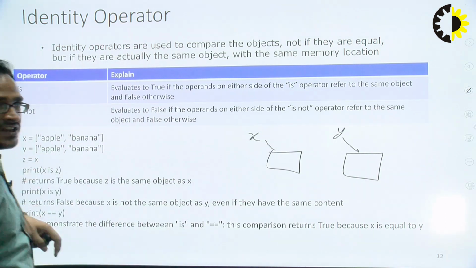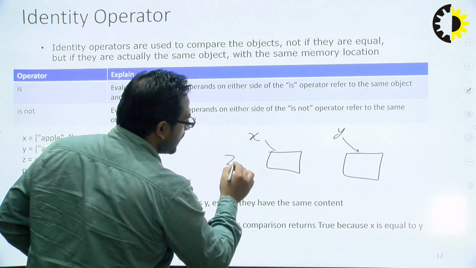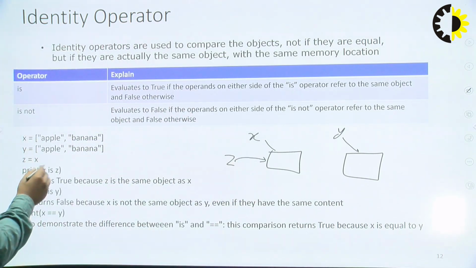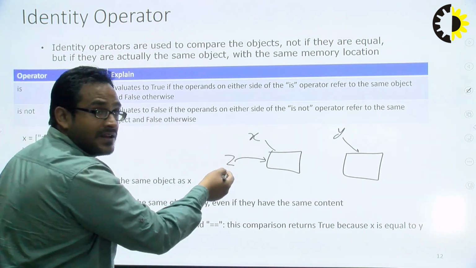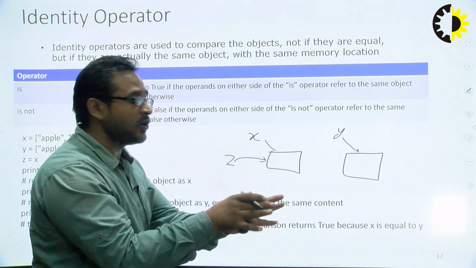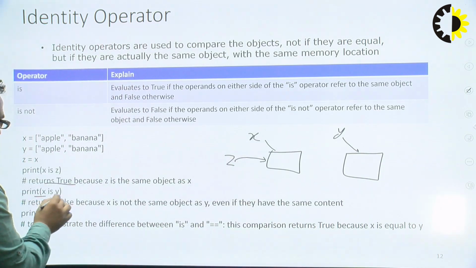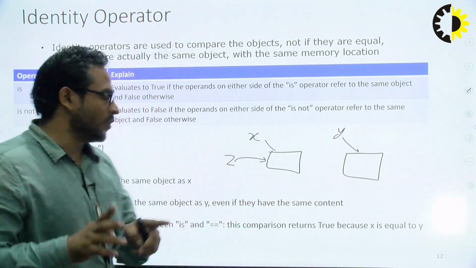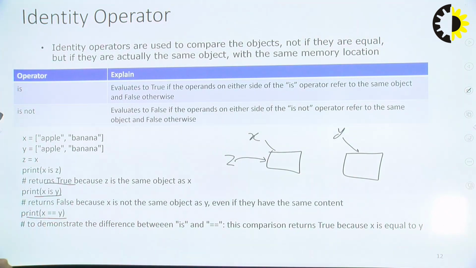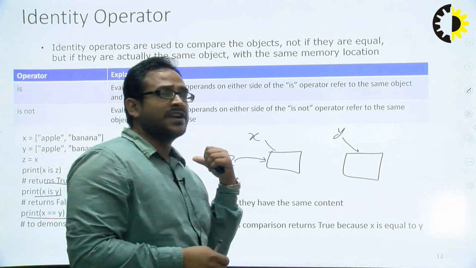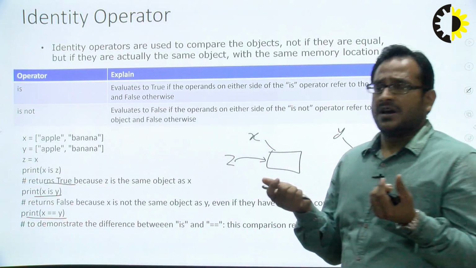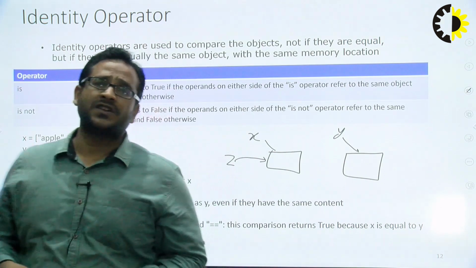When I write z is equal to x, it means z is a variable which is also pointing to the same memory location. Understand? So when I check x is z, it returns true because x and z are both pointing to the same memory location. But when I check print x is y, no. Both have the same data, but they are not pointing to the same memory location. And print x is equal to y: as I discussed earlier, equal to compares whether both have the same data. They do, so it returns true, right?